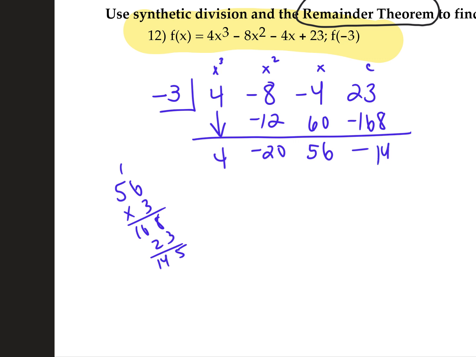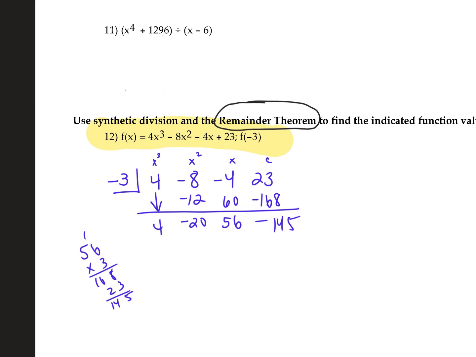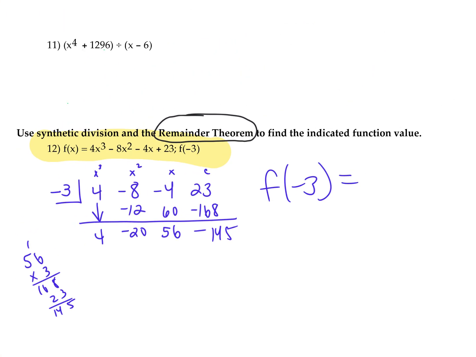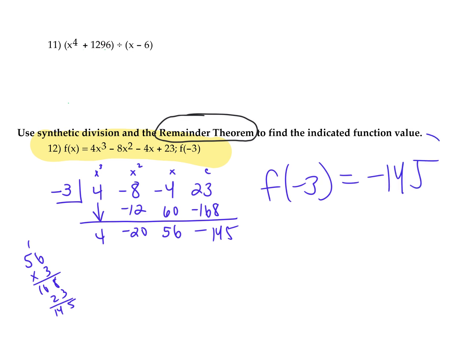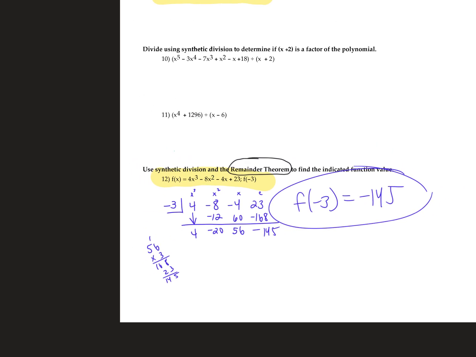Okay. So how do I answer this question? F of negative 3 equals negative 145. You will absolutely have a question like that. That's a gimme. Do you understand what it means by use the remainder theorem? So do you understand how to answer? Just use synthetic division. You guys can all handle it. Question, Dana, you good? Anybody have questions? You okay? All right, we're on.